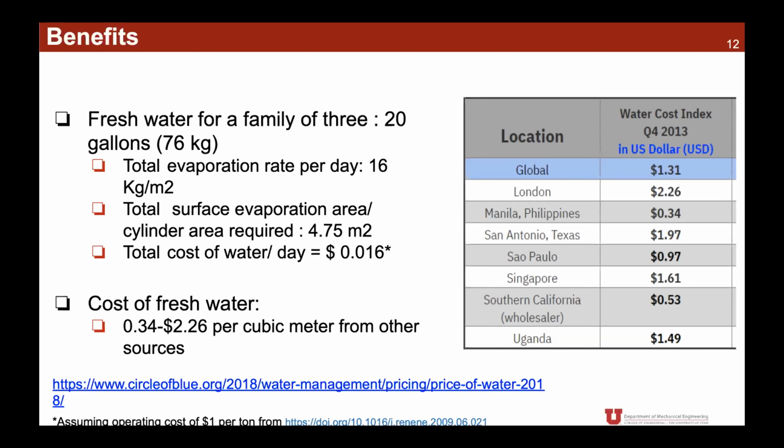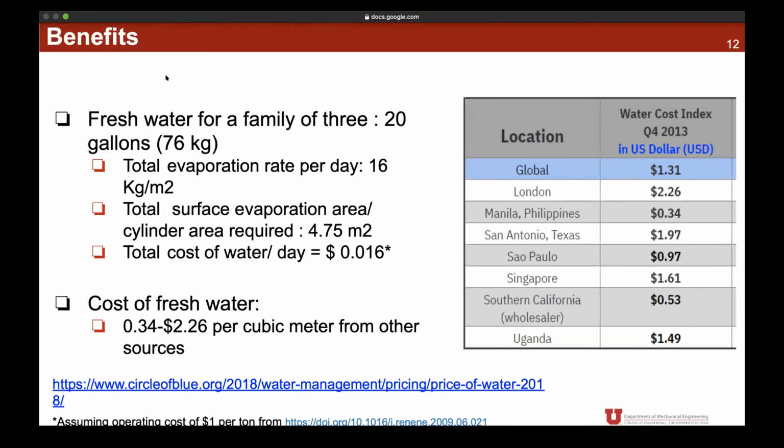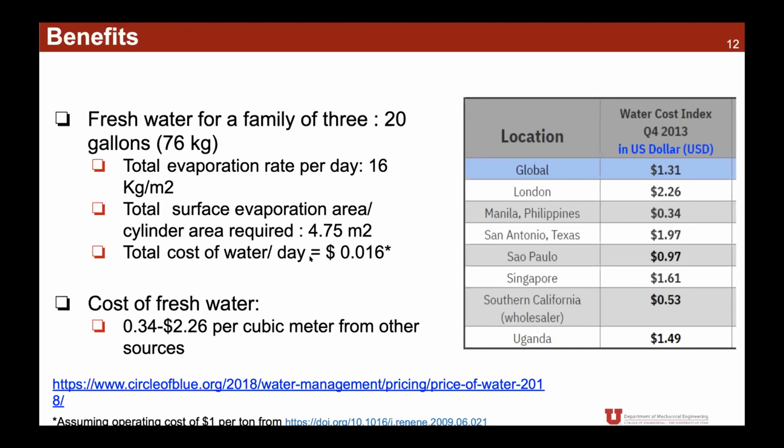And the total cost of water per day will be about 1 cent or so. That is assuming that the operating cost is $1 per ton of water, which is not big because we don't have lots of moving parts and everything. The only maintenance that has to be done, it has to be the valves and the fan, which will at some point become corroded with salts and everything.